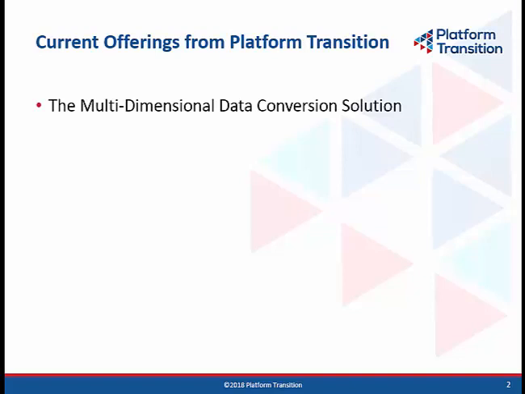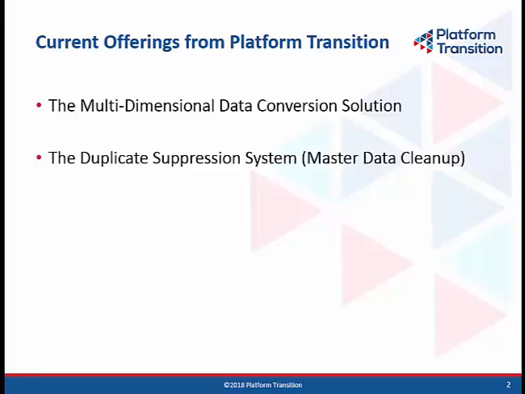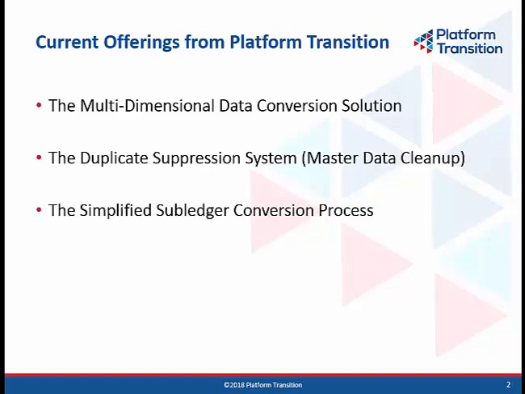They include the multi-dimensional data conversion solution, which is our general ledger detail historical migration, the duplicate suppression system, which allows for master data cleanup for multiple entities who are looking to unify their vendor, customer, employee, item, and other data element lists as they move multiple entities into the Sage Intacct system. The simplified subledger conversion process allows us to move data into the subledger historically from other legacy systems.